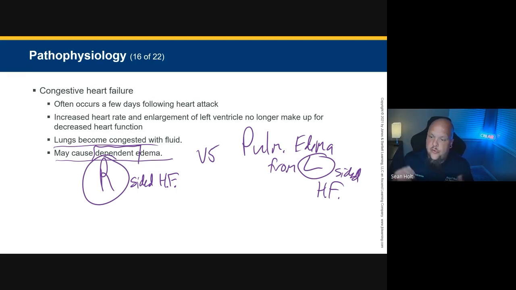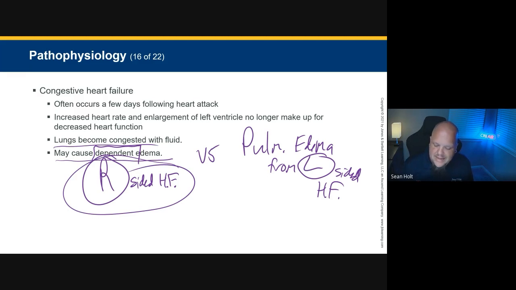Right? Wouldn't you rather be able to pump blood well from the left side of your heart and be able to get around and stand up and walk and stuff like that? Or would you rather not be able to breathe whenever you stand up to go walk to the bathroom? Right-sided heart failure is not as bad as left-sided heart failure, okay?